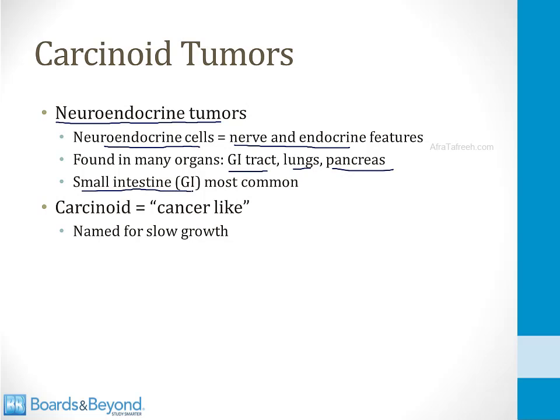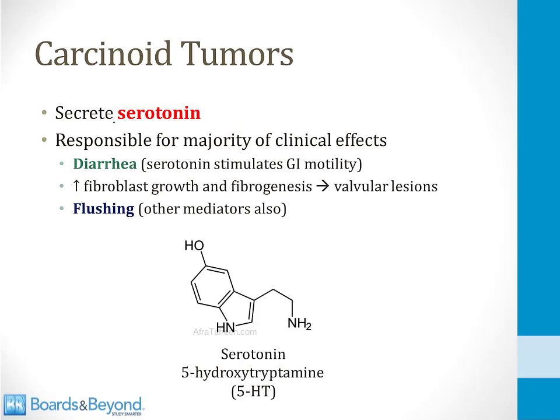The reason carcinoid tumors are called carcinoid is because the word carcinoid means cancer-like, and these cells were named for their slow growth. They weren't thought to be exactly like cancer because they grew so slowly, therefore they were called carcinoid. Carcinoid tumors secrete the neurotransmitter serotonin.